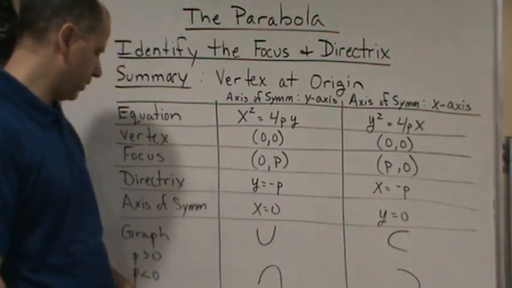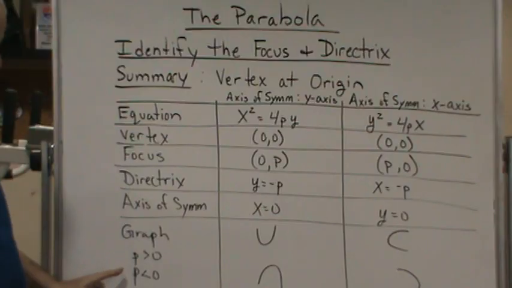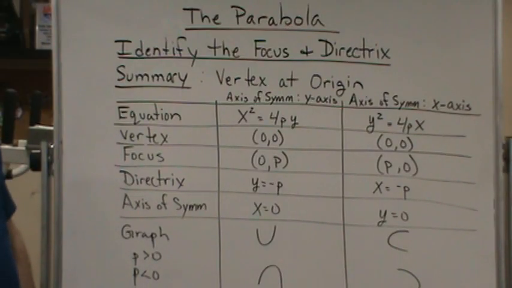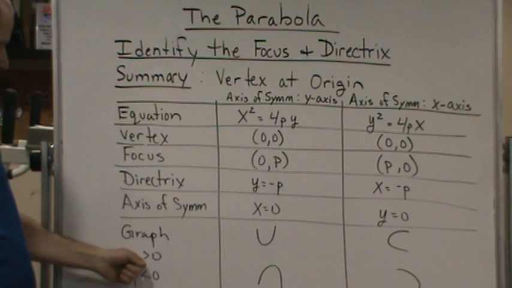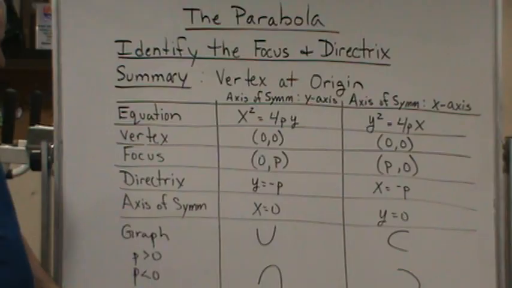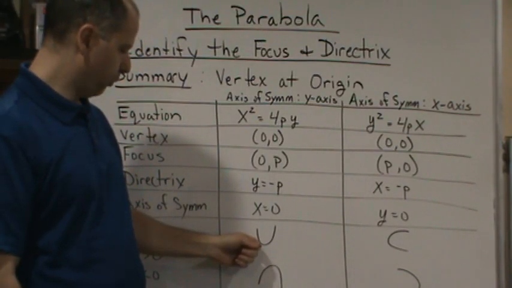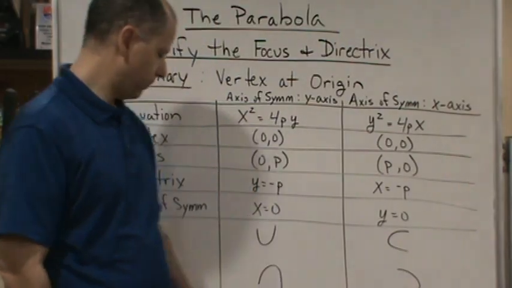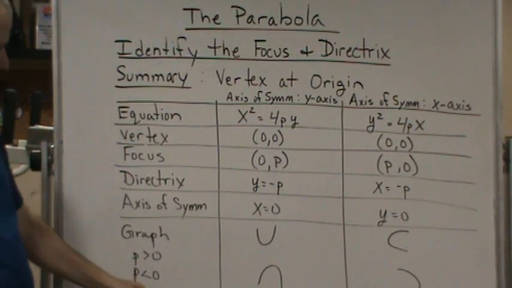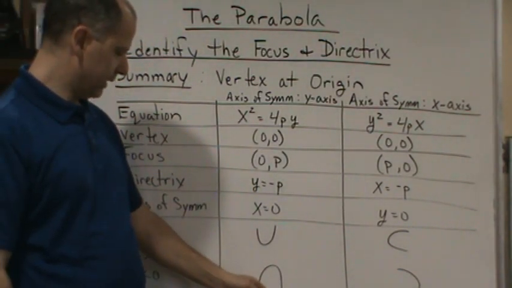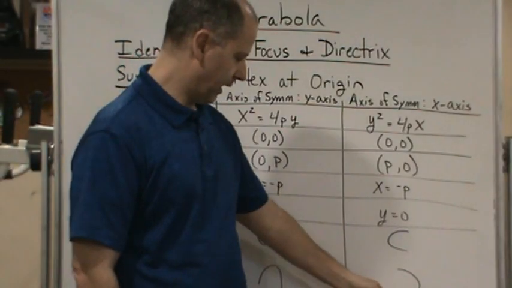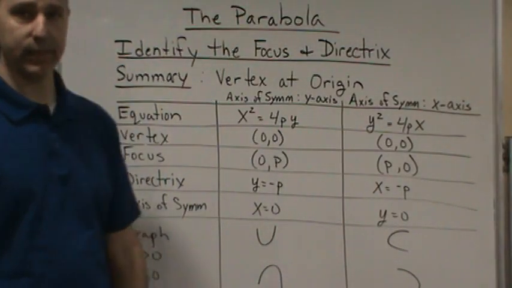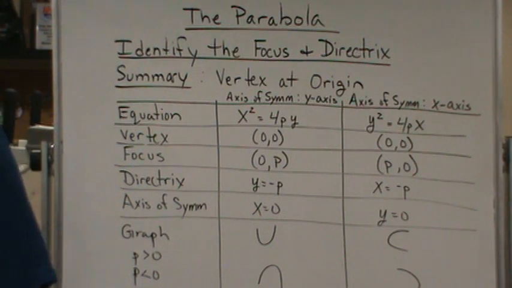But the main thing I wanted to share with you here is how p affects the direction of the parabola, where it opens up at. So if p is positive, then the parabola opens upward in this case and to the right in this case. If p is negative, it opens downward in this case and opens to the left in this case. And so we're going to do some examples, and so you'll see what I mean.